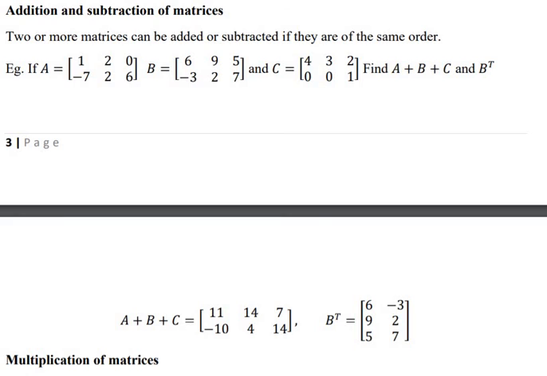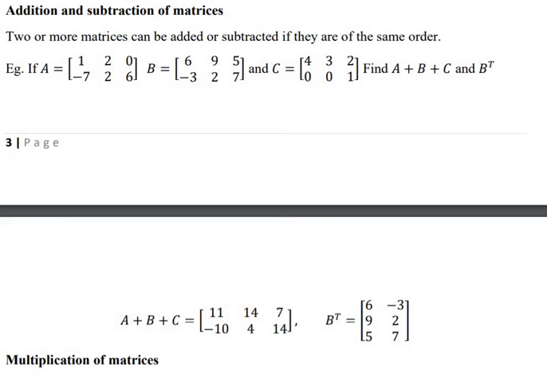For adding any number of matrices, just add the corresponding elements in each of the matrices. So in matrix A, the element in the first row first column is 1, and that is added to the first row first column element in matrix B, which is 6, which is again added to the first row first column element in matrix C, which is 4. So on adding 1 plus 6 plus 4, you get 11, and that is positioned in the first row first column of the resultant matrix.